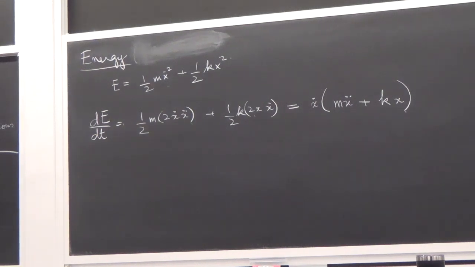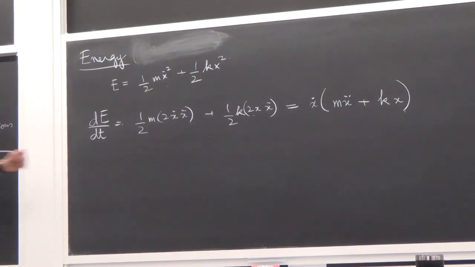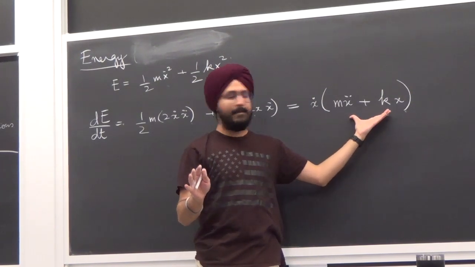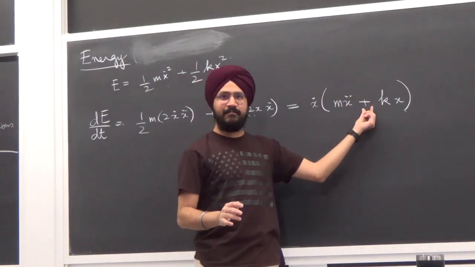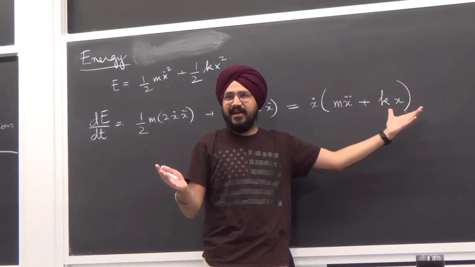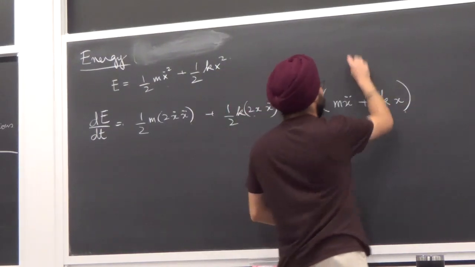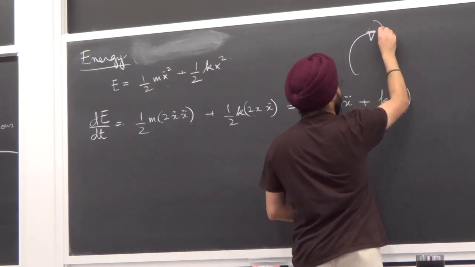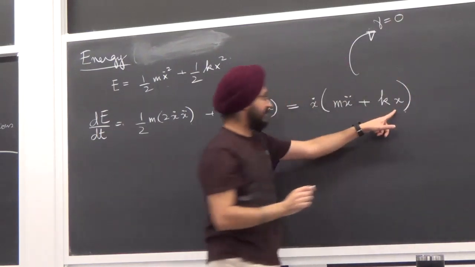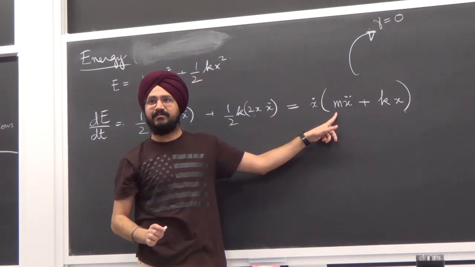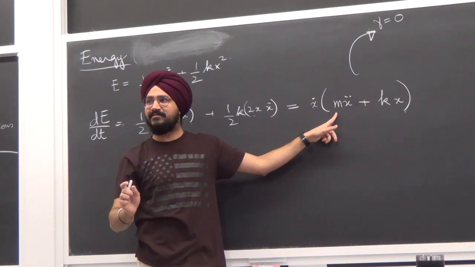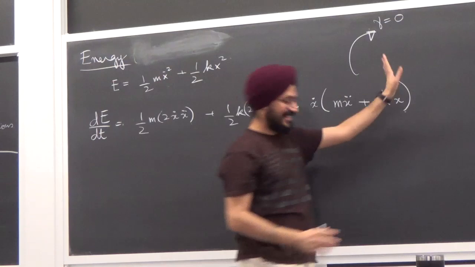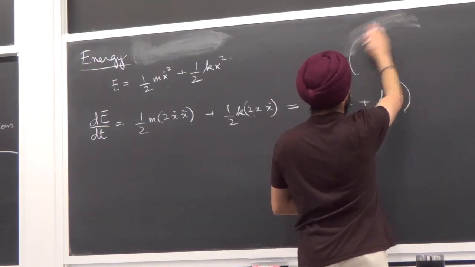Now this piece should look somewhat familiar. m x double dot minus the force, something like that, right? Now in the particular case where there was no damping, if gamma were 0, what is the bracket piece? 0, all right. Let's get back into that in a second.